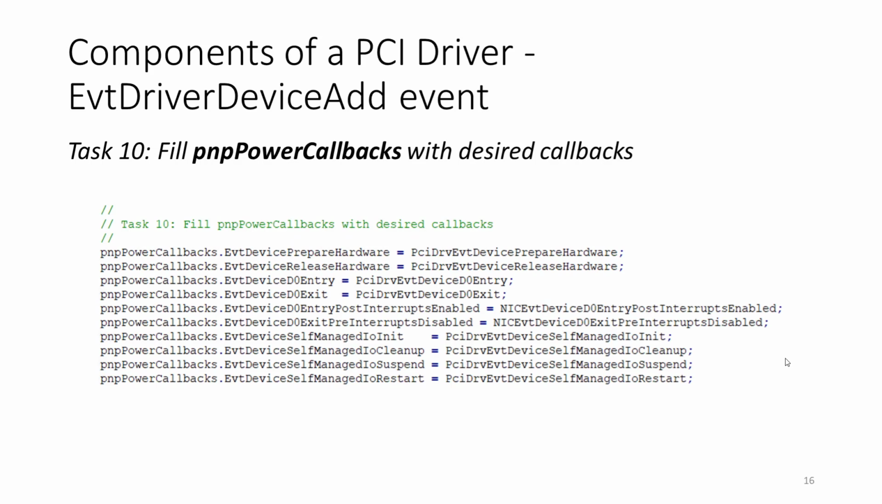Task number 10, fill the pnpPowerCallbacks with the desired callbacks. The pnpPowerCallbacks structure has multiple event members. As you can see in the code example, there are events related to hardware preparation, hardware releasing, D0 entry, D0 exit, and others. These events may need to be implemented by the developer. We will discuss these events in more detail in future videos.